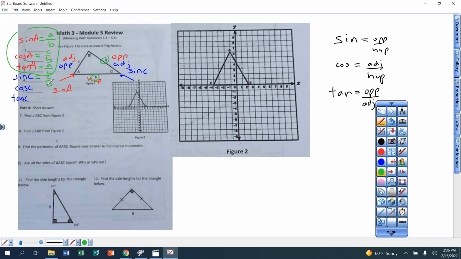All right, so it looks like you pretty much got a good grasp of that. So cosine C, to keep us going, would just be A over B, and then tangent would be opposite over adjacent, so C over A. What do you think about that, Lee?